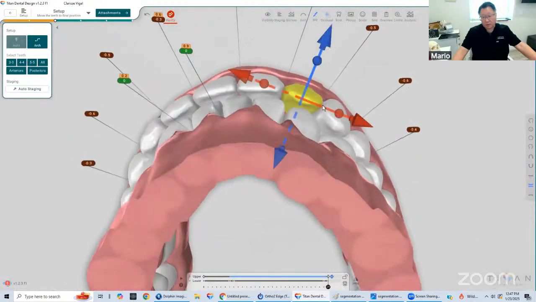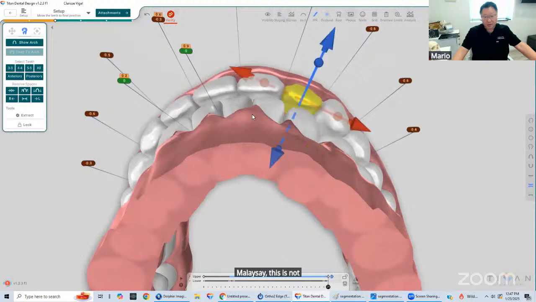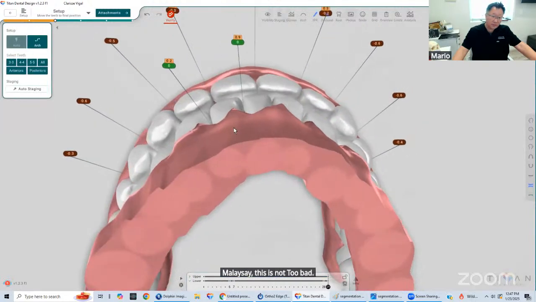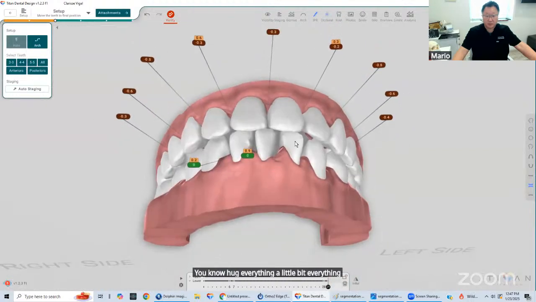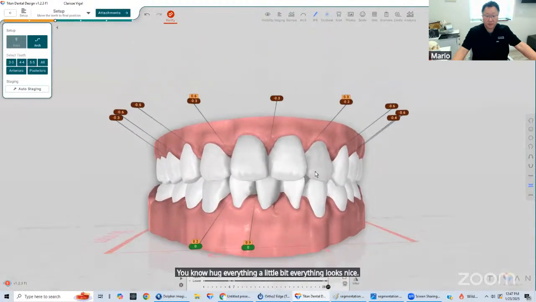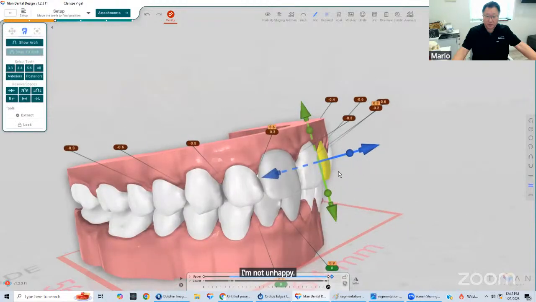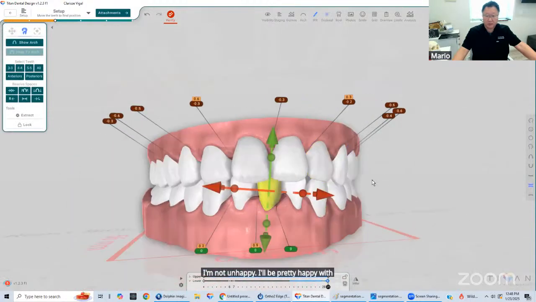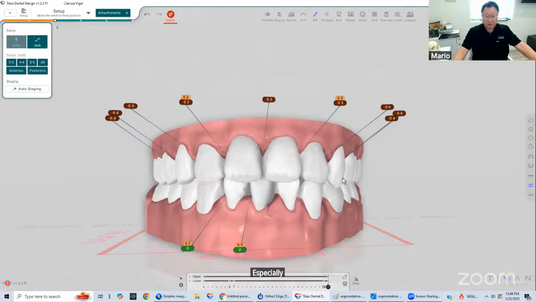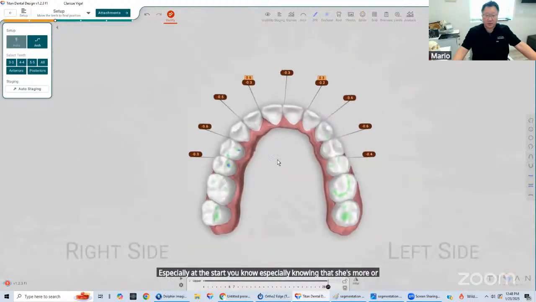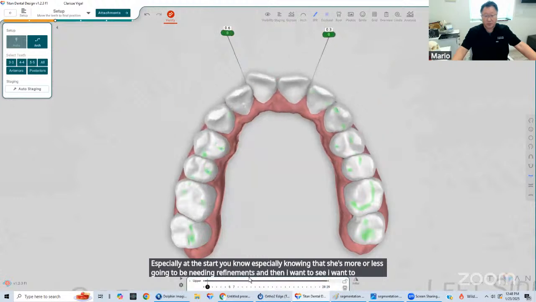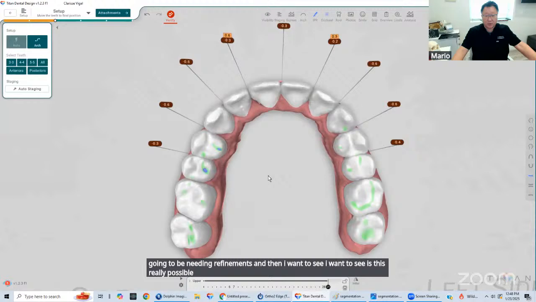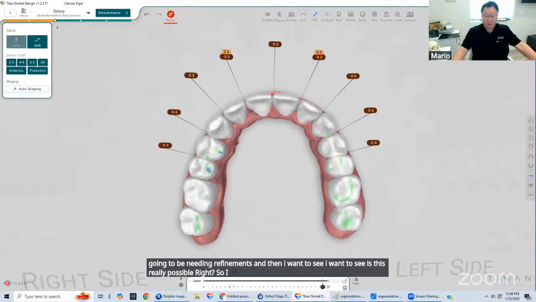Now I'm going to say this is not too bad. Tug everything a little bit. Everything looks nice. I'm not unhappy. I'll be pretty happy with something like this, especially at the start, especially knowing that she's more or less going to be needing refinements. And then I want to see, is this really possible, right? So I'm doing a little bit of dental alveolar expansion.